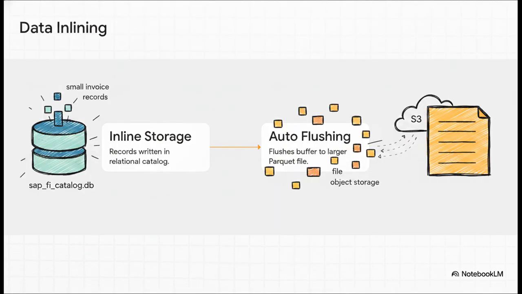And this is exactly where Dukelake steps in with an absolutely brilliant solution called data inlining. Instead of immediately dumping a tiny file into S3 for every update, Dukelake buffers these small invoice records directly inside its SQL catalog, specifically in sap-fi_catalog.db. It just holds them there securely inline. Then, once that buffer hits a specific threshold, it automatically flushes those rows, seamlessly bundling them into one perfectly sized, highly efficient Parquet file in object storage. Just like that, the dreaded small file problem is completely neutralized.